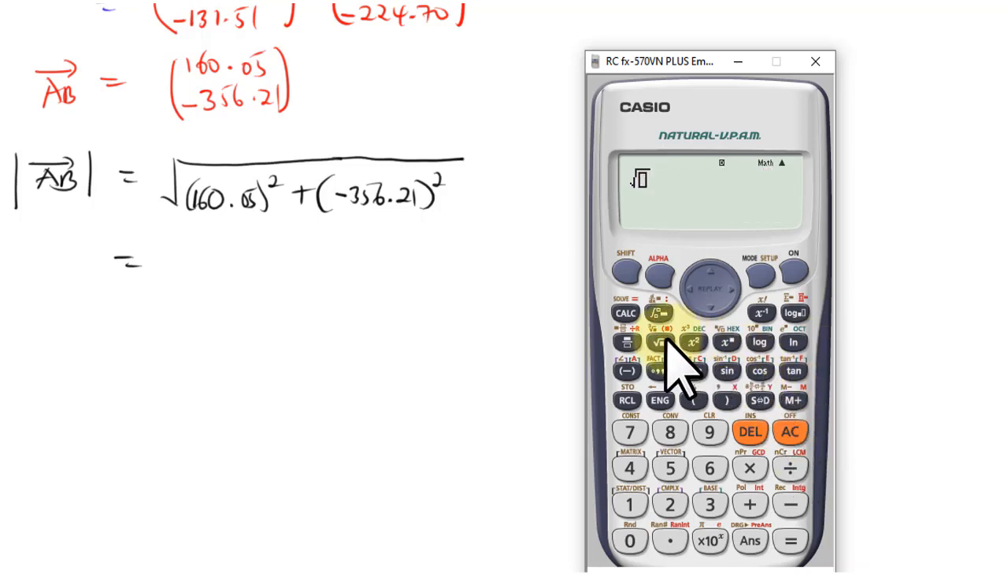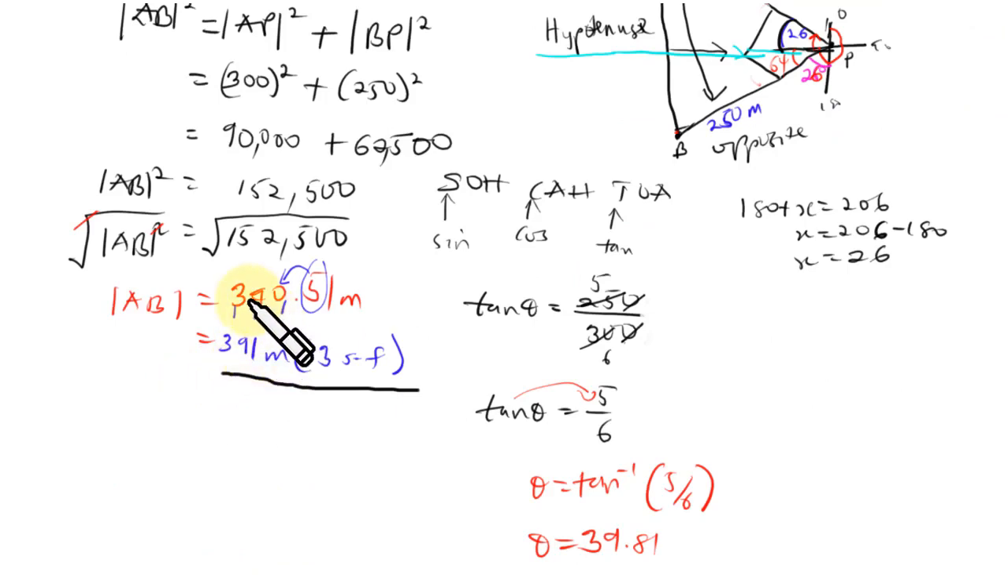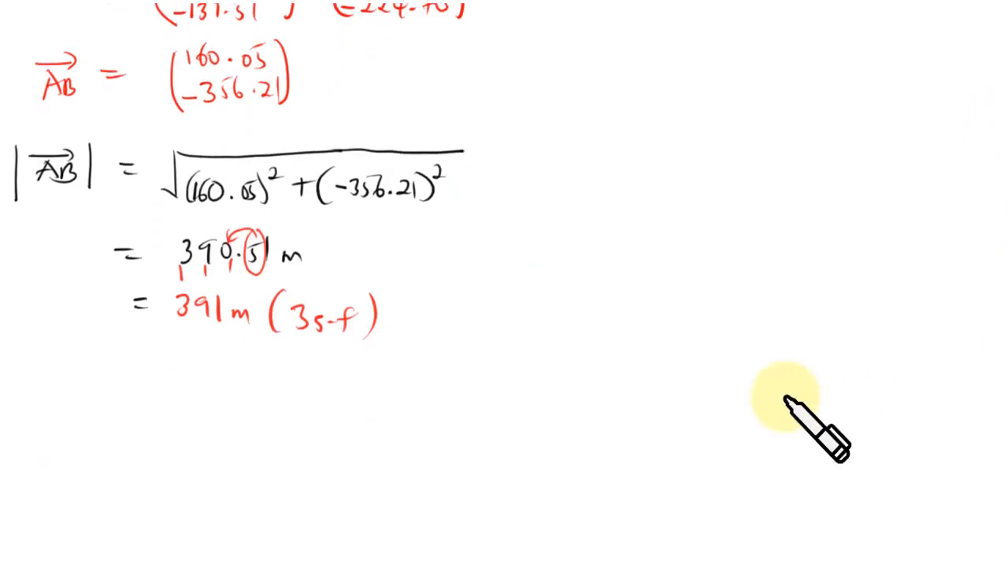I'll press the square root sign and open bracket 160.05, close it and square it. I'll add in bracket again negative 356.21, square it, and press equal. I see 390.51 meters. I have to convert this to 3 significant figures, counting from the first non-zero digit: 1, 2, 3, but because the next digit is 5, I'll add 1 and that'll be 391 meters. You can see that in my first solution I used plane geometry and I had 391. Even here I had 390.51 meters before I converted, the same as in the first solution.